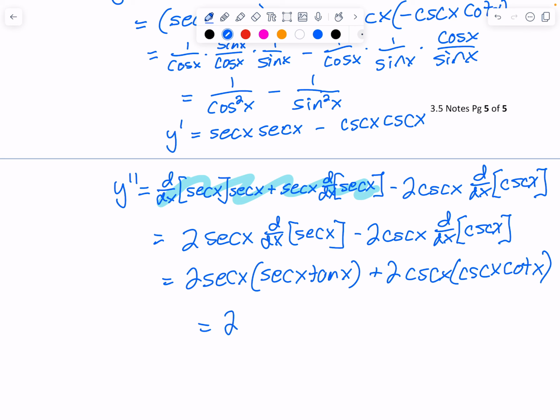Secant is 1 over cosine. Nothing's going to cancel there, so I'm just going to leave it: secant squared x tangent x plus 2 cosecant squared x cotangent x. And we'll leave it like that. I don't think things are going to cancel. That's 1 over sine. Things aren't going to cancel. They just get a little more complicated. We don't need to go further. We can stop right there.